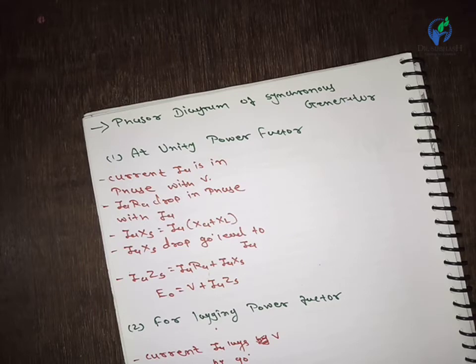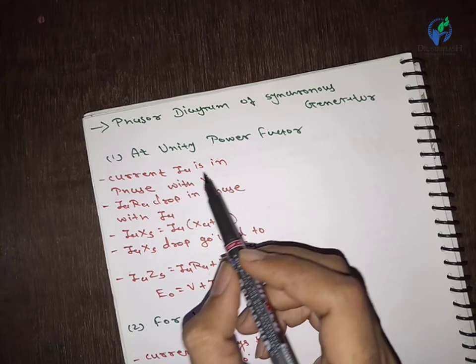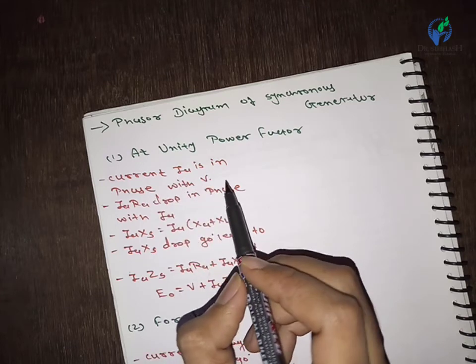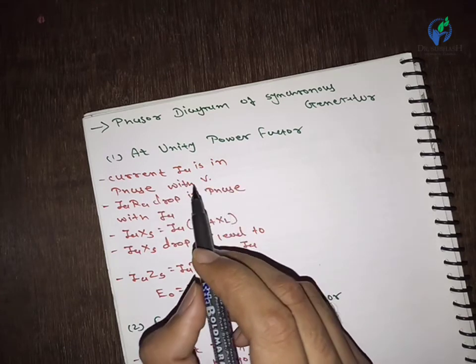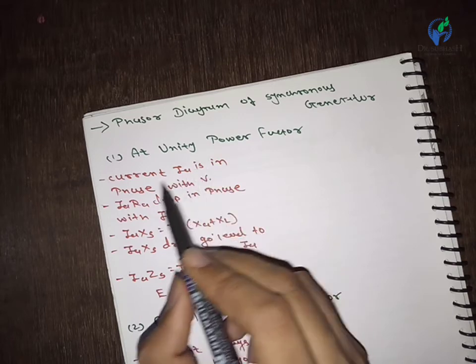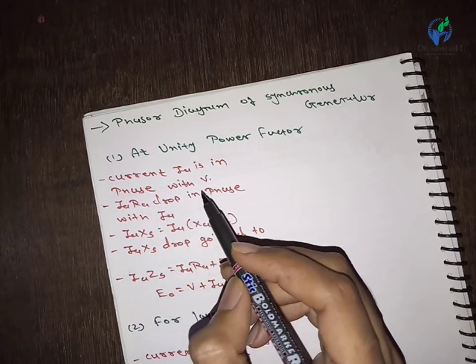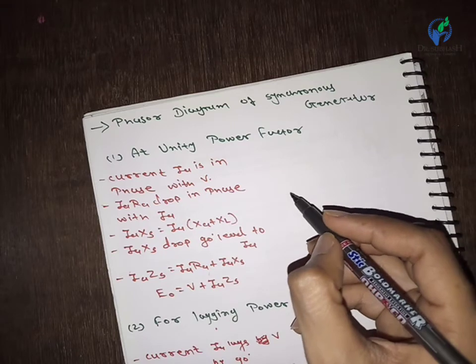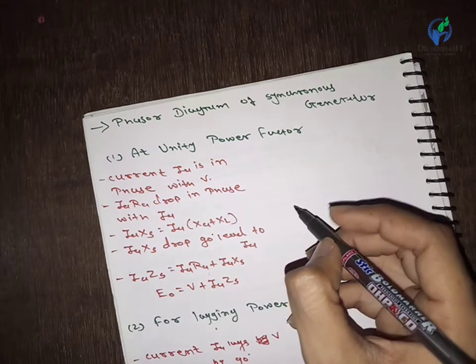When we draw the unity power factor phasor diagram, first of all, the current IA is in phase with V. In the equivalent circuit, the current IA is in phase with V. So first of all, we draw the x-axis as the voltage.